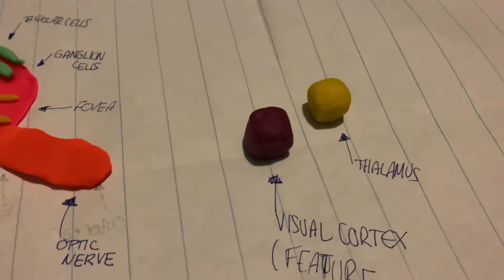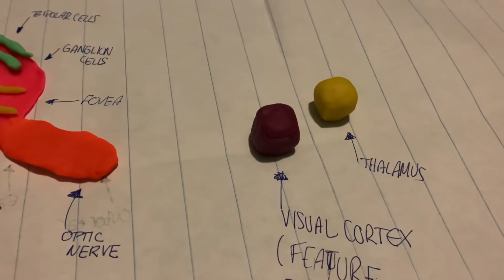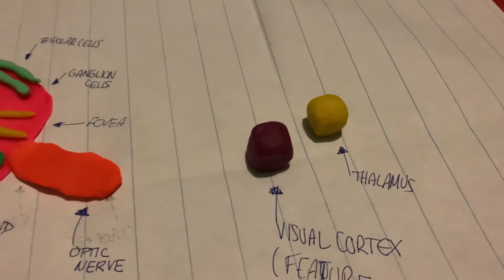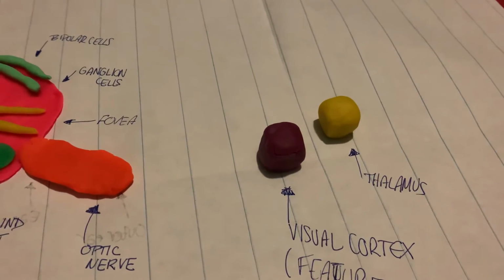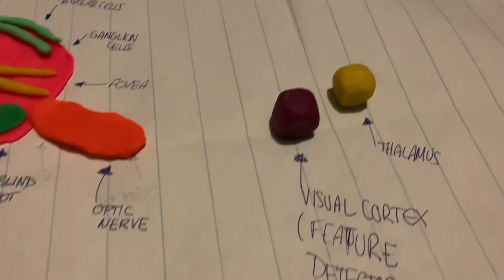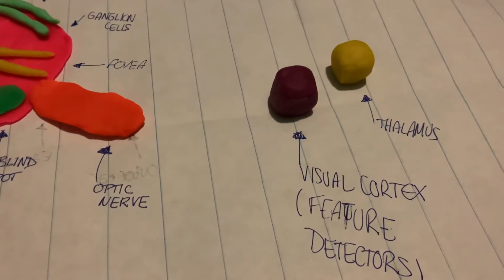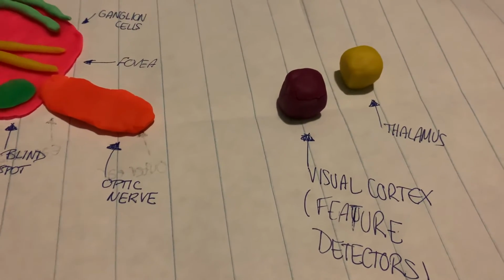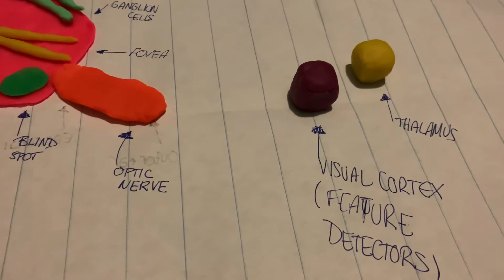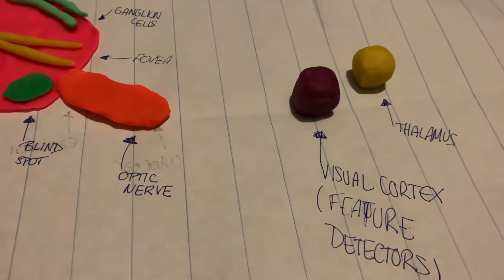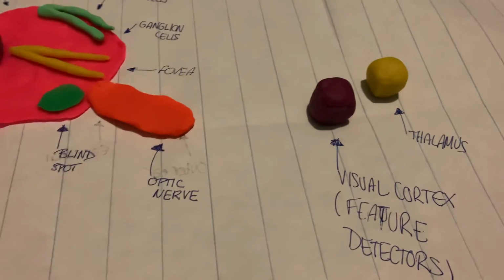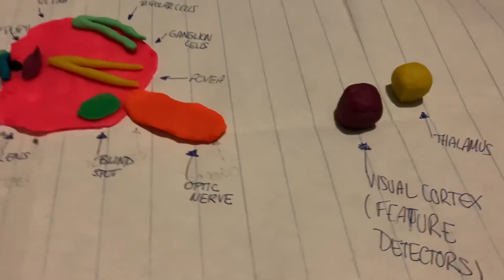And then it is processed to the thalamus, which is responsible for sensory information in our brain. And then what the visual cortex has is that it has feature detectors, which are neurons that respond to specific features of a stimulus, such as shape, angle, movement, etc.